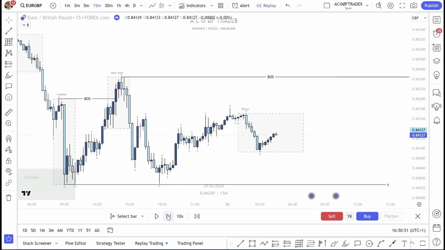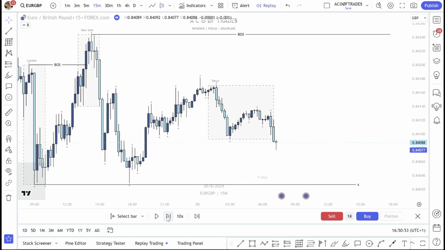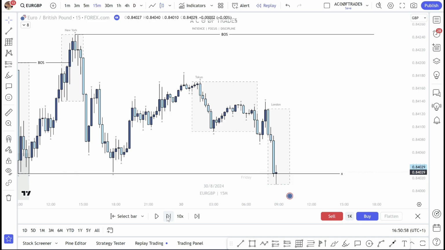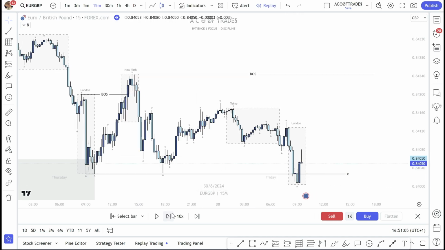Still nothing, still just waiting and watching. I've got my alerts set at the low or the high, just to make sure I know when the liquidity is gone. And during the London session, we take liquidity here. But that's not all I need to see.